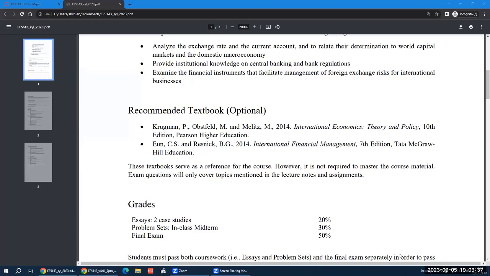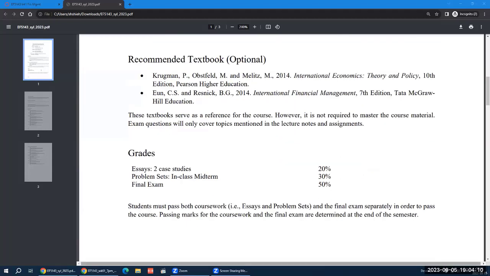That's Krugman's book, which is very critical for advanced undergraduate students or graduate students looking to teach macro to undergrads. This is the main textbook, and also the International Financial Management textbook by Yoon and Resnick, which I think is renamed International Finance now. You may have seen other classes named International Finance, International Financial Markets, International Financial Management, International Finance and Banking. It's all the same. I'll tell you what international finance is really about in our lecture slides.